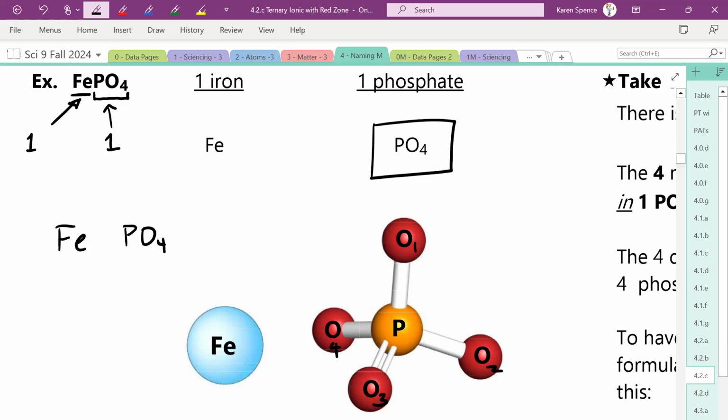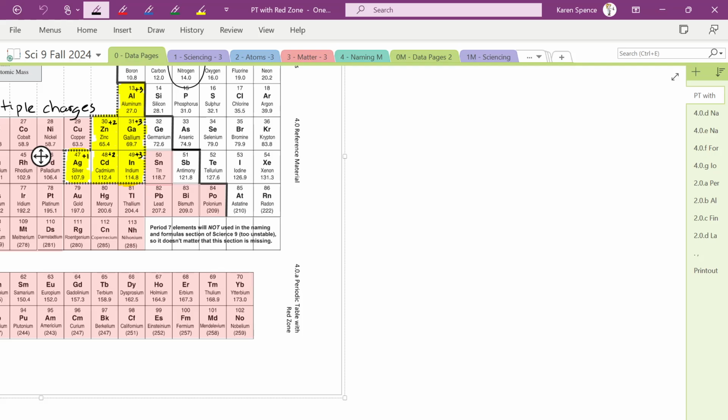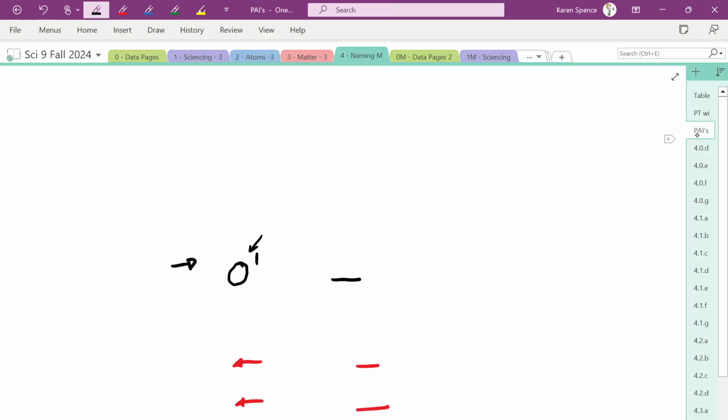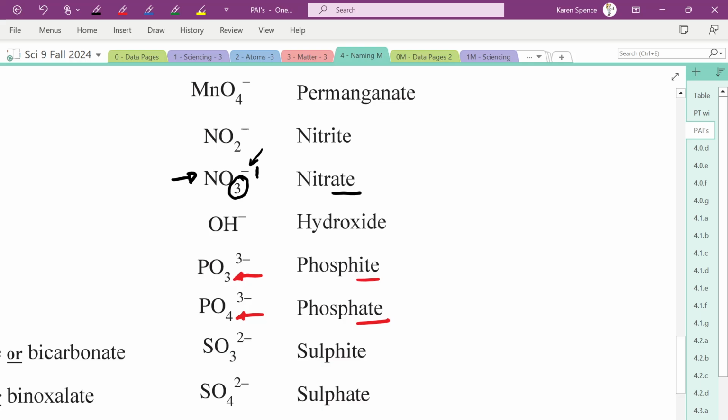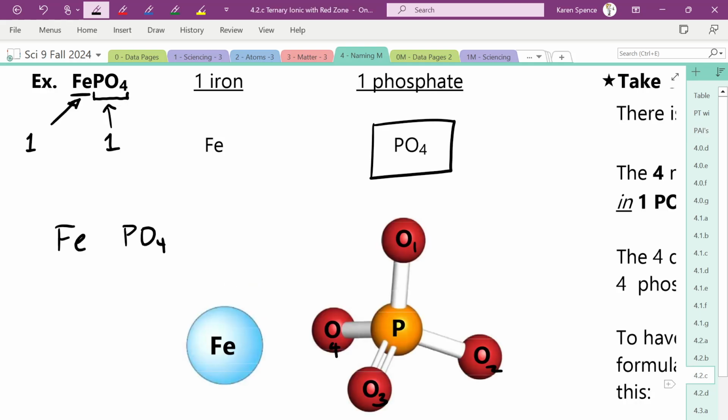Let's go look up the name and the charge of PO4. Oh, I keep going to the wrong place. PO4. Once again, you got to be careful. There's a PO3, which is phosphite, but PO4 is phosphate. So this is phosphate, and what is its charge? 3 minus, -3, okay? So this is named phosphate. This is iron.